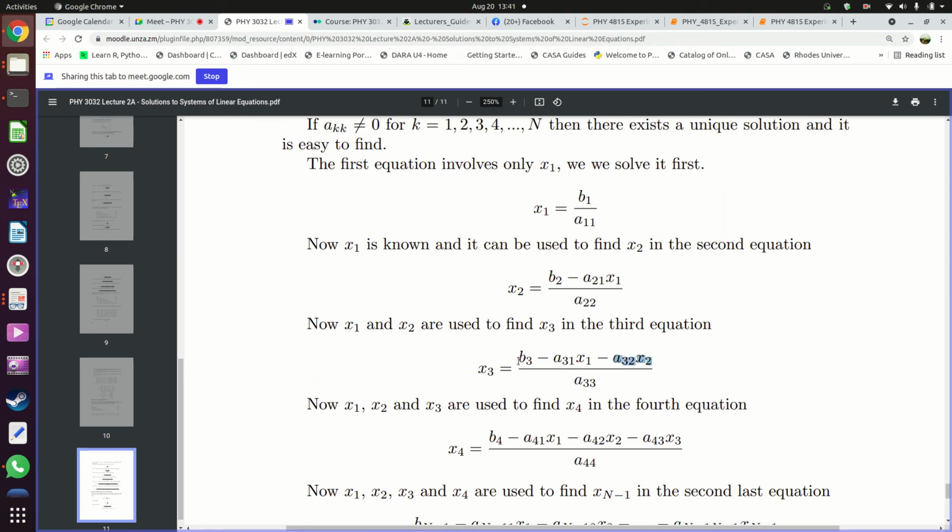You've got your B3. Your 3 is the row number, and that's what you have here. You've got A33, like this. But when you start subtracting, you don't start with the first one, the way we've written it. No, you start subtracting this term. So you reduce your 3 by 1. Your k, this 3 which you have here, that is your k. So 3 is equal to k here.